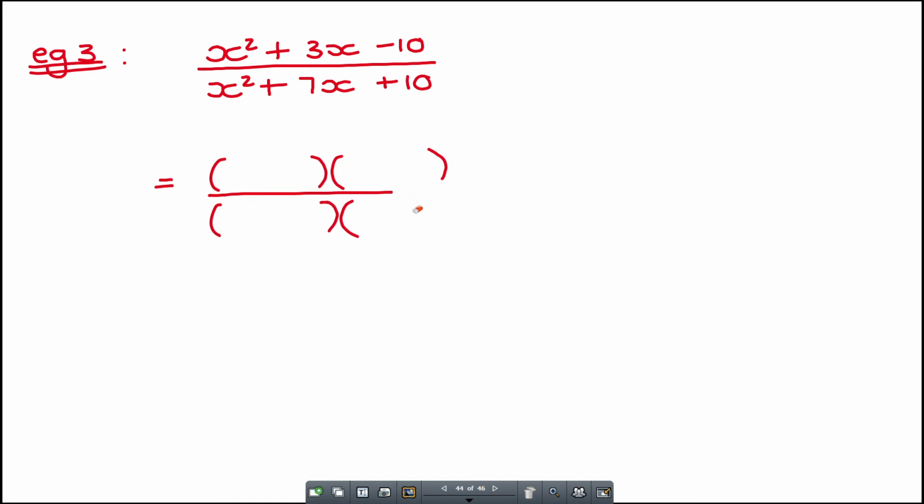Let's only look at the top part of that fraction, meaning this one: x squared plus 3x minus 10. Because that's a negative, I know that my brackets will be x, what? An x plus and an x minus.